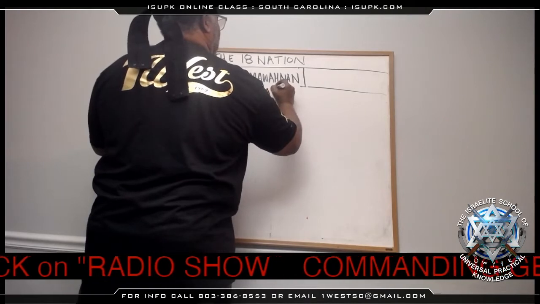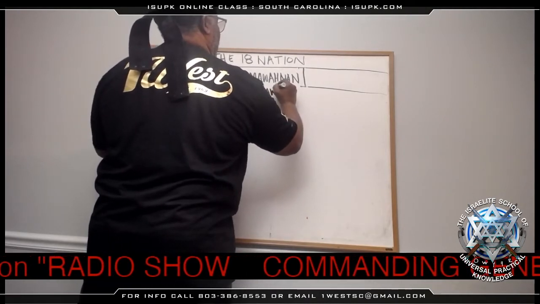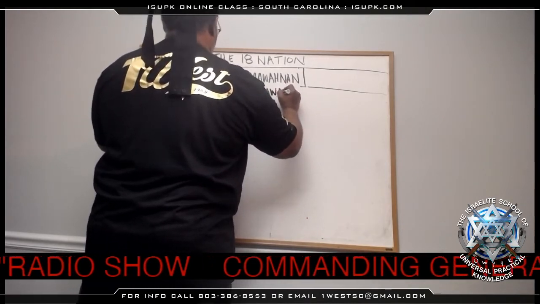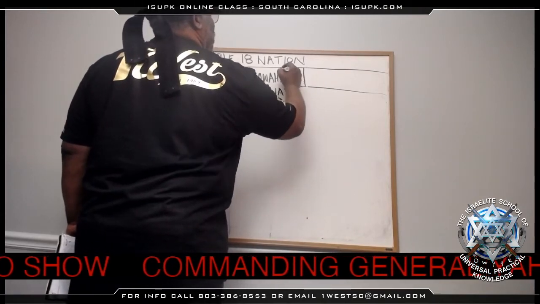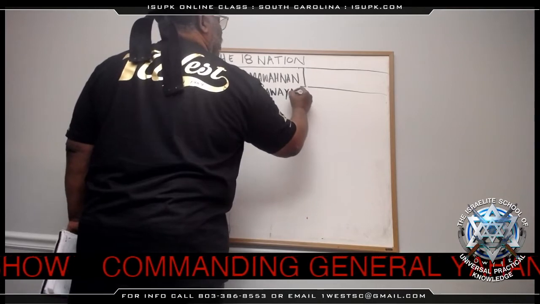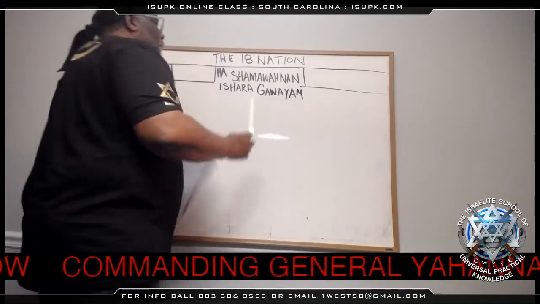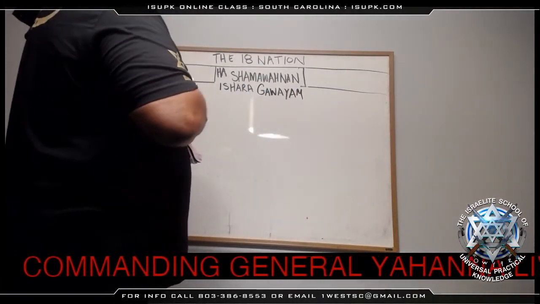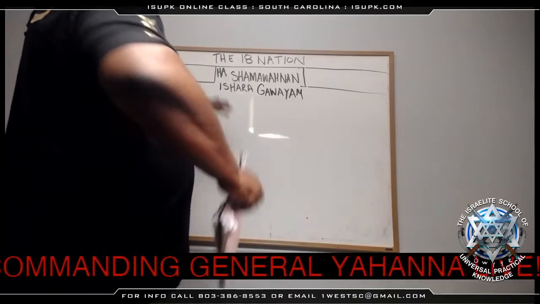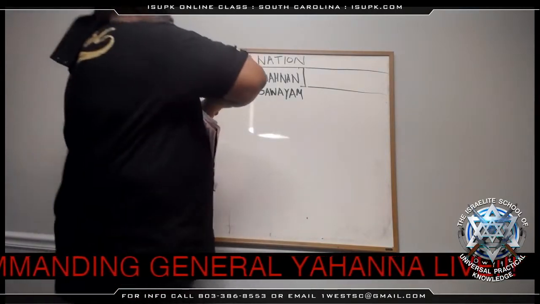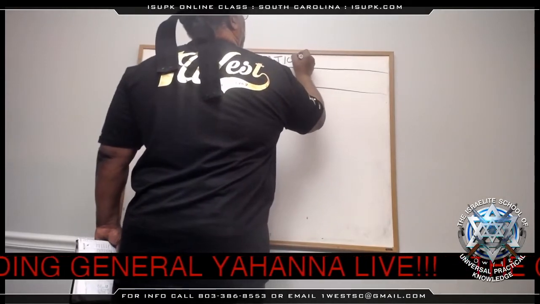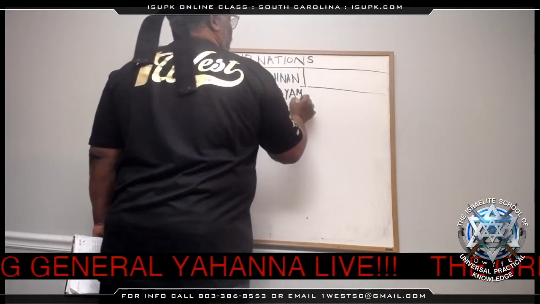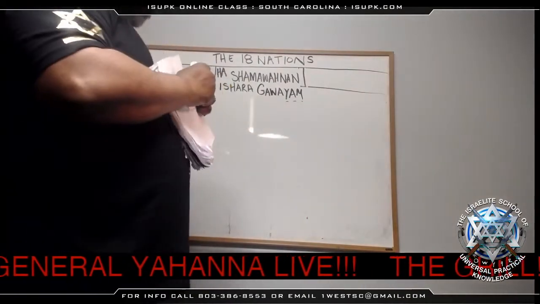Ga, wa, yan. It says yan, but actually, when I looked it up, nation is Gawayam. But when you want to say nations, 18 nations, put an S on the end, of course. You have to go plural, yam.